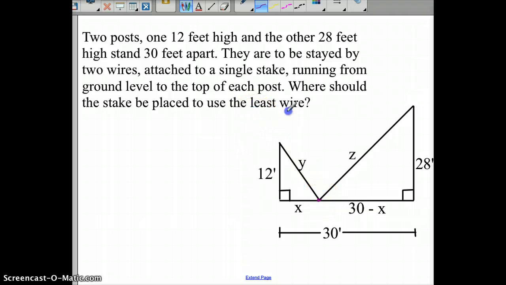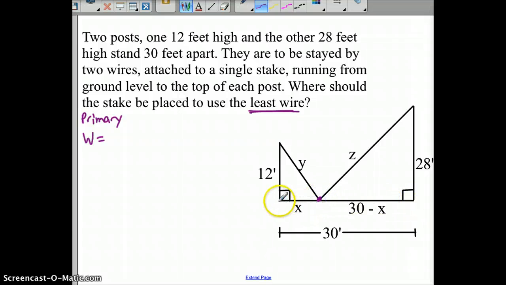So what are we trying to optimize? Wire, and the optimization we're looking for is the least amount of wire, so we're looking for a minimum. So we need an equation, our primary equation. We need an equation for the wire. So we better assign some variables. We've got the 12 and the 28, and here we know that's 30. So we put our stake here.